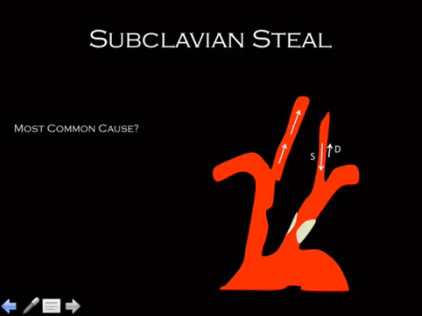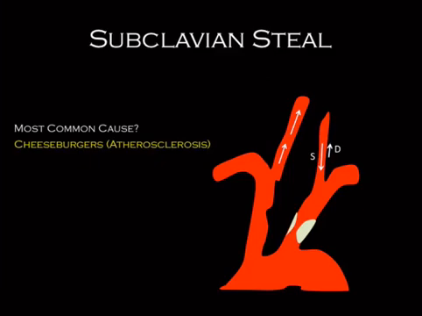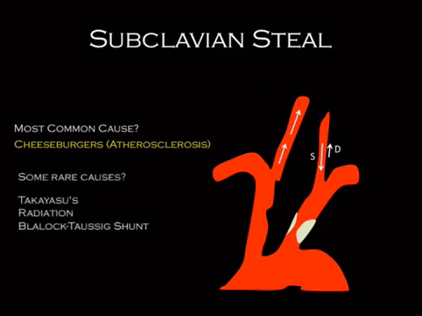So what's the most common cause? Don't overthink that. It's cheeseburgers. What are some rarer causes? This is probably more testable. Vasculitis, radiation, arterial shunting that would occur with congenital heart disease.